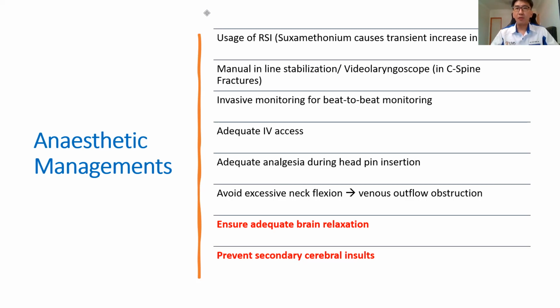For me, I would like to use TCI remifentanil to maintain adequate blood flow. And of course, you want to avoid excessive neck flexion. With excessive neck flexion, the venous outflow will be obstructed, therefore causing an increase in the intracranial pressure. These things are very crucial. We must make sure that the brain is relaxed for the surgeon to operate on, so that secondary cerebral insult is prevented.